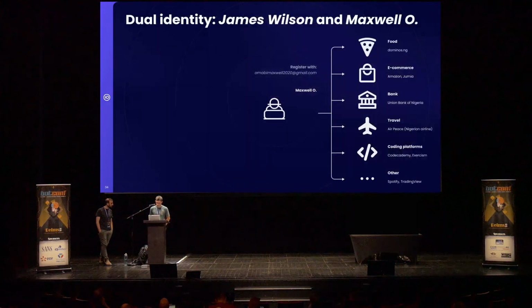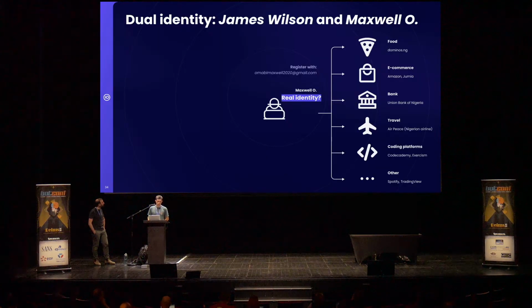Who is this attacker? By searching in the browser data, we kept digging. We found some domain names related to food, with dominus.ng, and to e-commerce, with Amazon and Jumia. The attacker also has an account at the Union Bank of Nigeria, and is likely using the Nigerian airline Air Peace. The attacker also used coding platforms such as Codecademy and Exercism. And we found that the attacker used the same Gmail address for all these personal life services, which is Maxell.o.